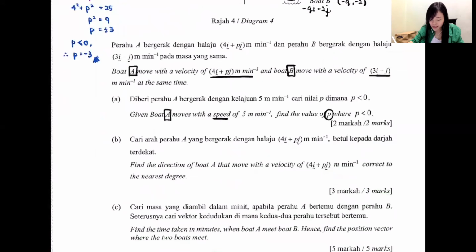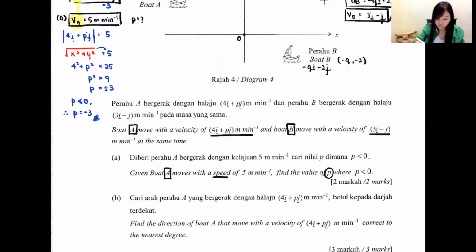B, they say, find the direction of boat A. This one no need to do inside, I think, okay? I mean, no need to do on top there. So, my dear, now again, they're talking about boat A. They want to find the direction, okay? Direction is like north, east, west, south, okay? But now, they say, find the direction of boat A, then move with a velocity 4i plus pj, correct to the nearest degree. So, my dear, how do I do this?